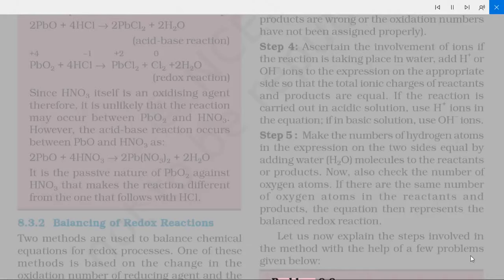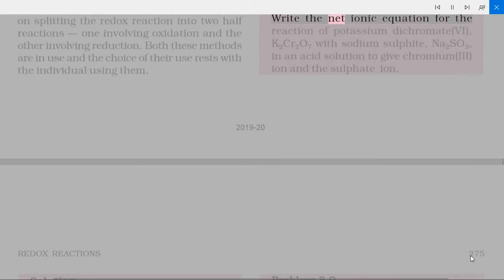Let us now explain the steps involved in the method with the help of a few problems given below. Problem 8.8. Write the net ionic equation for the reaction of potassium dichromate(VI), K2Cr2O7, with sodium sulfite, Na2SO3, in an acid solution to give chromium(III) ion and the sulfate ion.